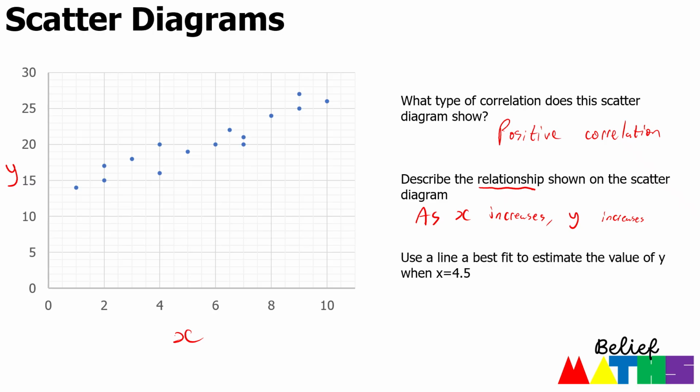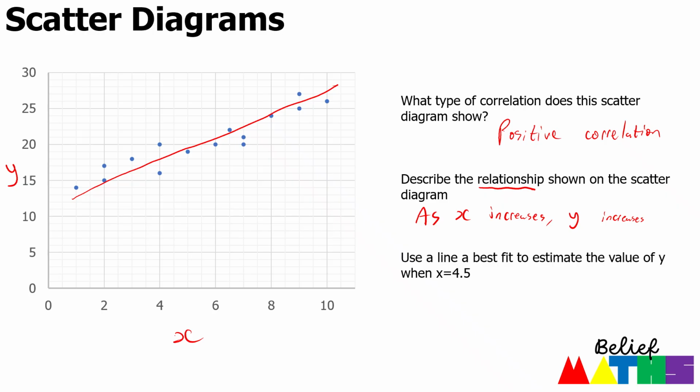Then it says use a line of best fit to estimate the value of y when x equals 4.5. Now, your line of best fit, and there's often a confusion here when it comes to science as well, has to be a straight line. So you just get your ruler and go roughly through the middle of all the points. And you want roughly the same number on either side of the line. There is a level of variability you're allowed to have. That tends to be close enough. And then it says, use your line of best fit to estimate the value at 4.5.